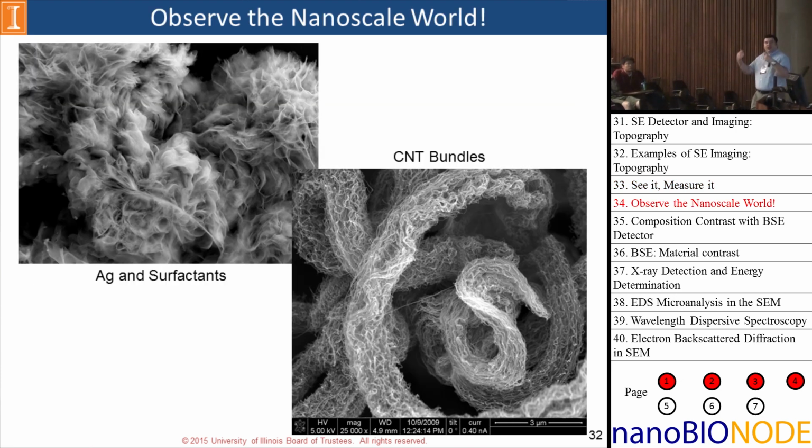And lastly, you can observe your world. Be a little artistic, take a fun image every once in a while. This was a mixture of silver and some surfactants. This was a carbon nanotube bundle image I took down at Oak Ridge. It's fun. You get to see all the things that you never, ever get to see on the nanoscale. And that's the major sticking point of SEM. If I were to say anything else, you get to see a lot of cool stuff.